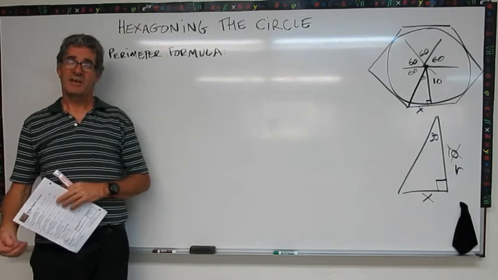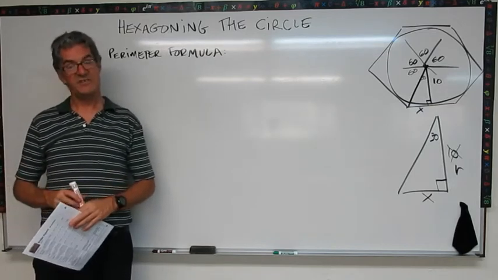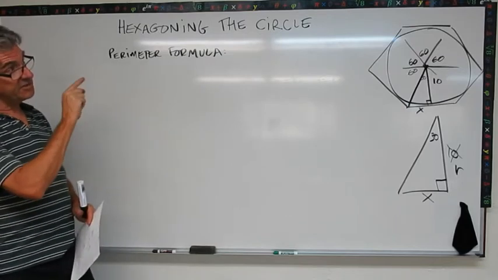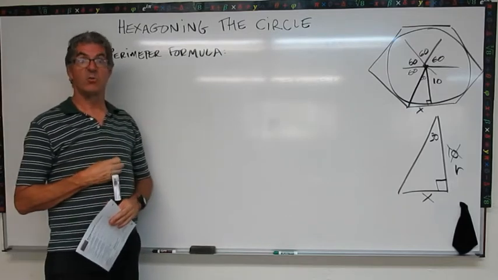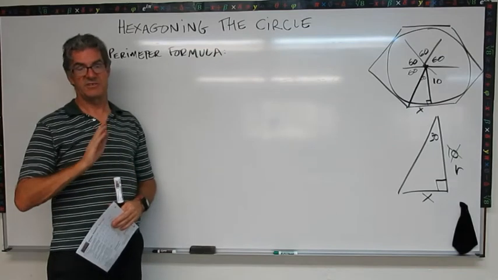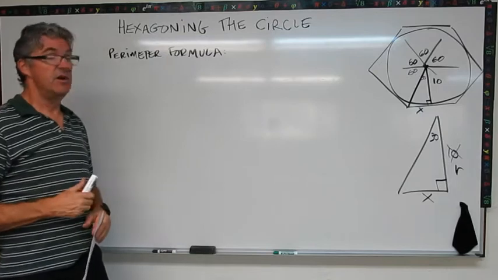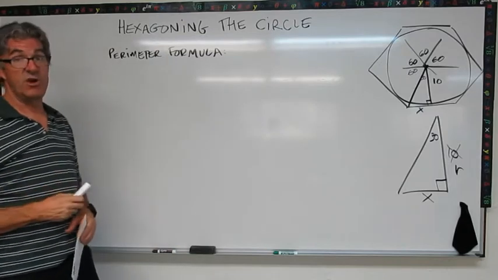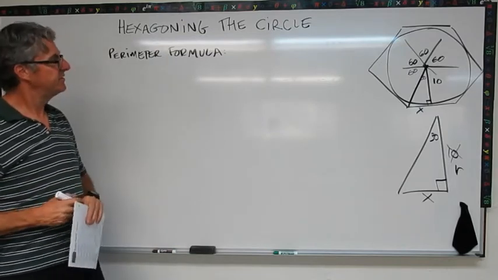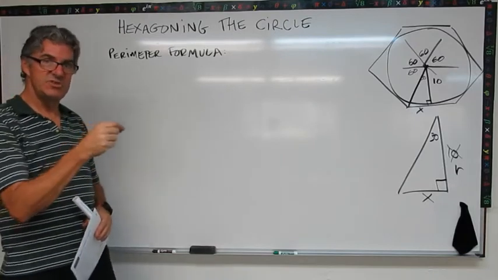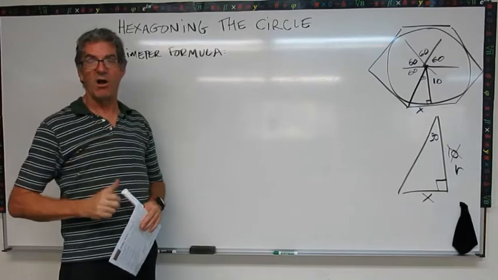Okay, the second part of this exercise involves coming up with a general formula for a hexagon circumscribed about a circle with radius r. Not radius 10, but anything. This formula would allow you to do the calculations for any diagram that's drawn in this way. So let's do this. All we're going to do is the same exact steps, but instead of using 10, we're just going to keep r there.